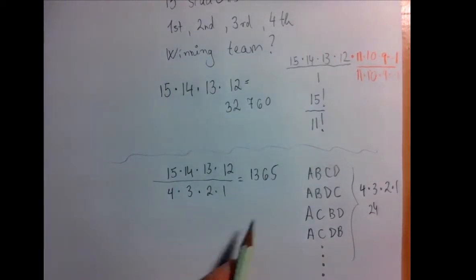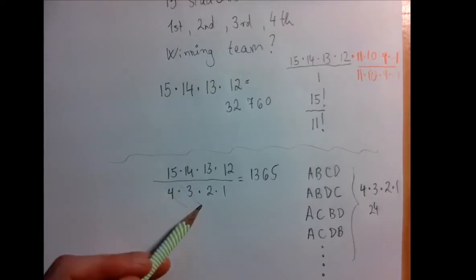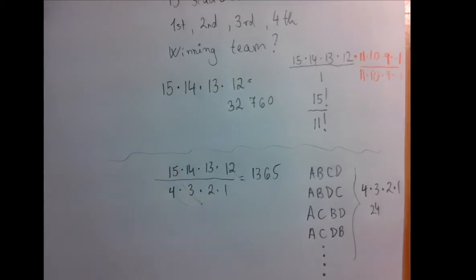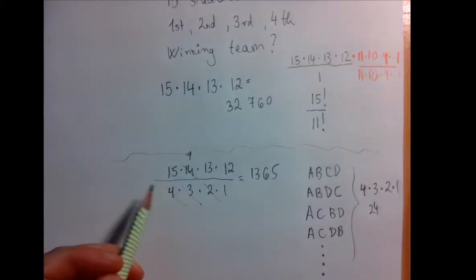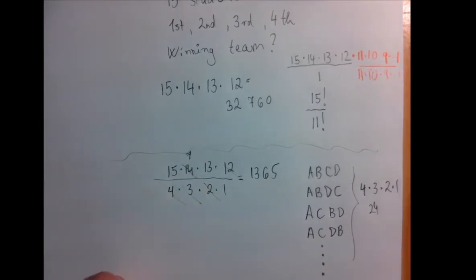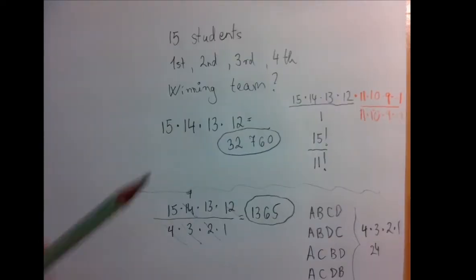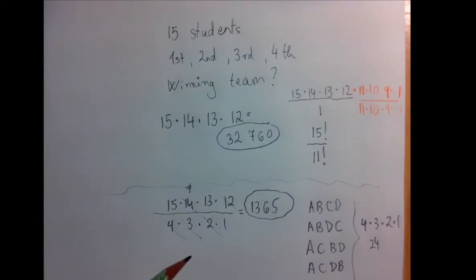Usually when we compute these numbers, there are easy cancellations, like 4 times 3 is 12, that can cancel out the 12, and then the 2 from 14. So then we just have 3 numbers to be multiplied, 15 times 7 times 13. So that's easier, 15 times 7 times 13. We got the same number. This is the answer if order matters, and we have to adjust for if order doesn't matter.